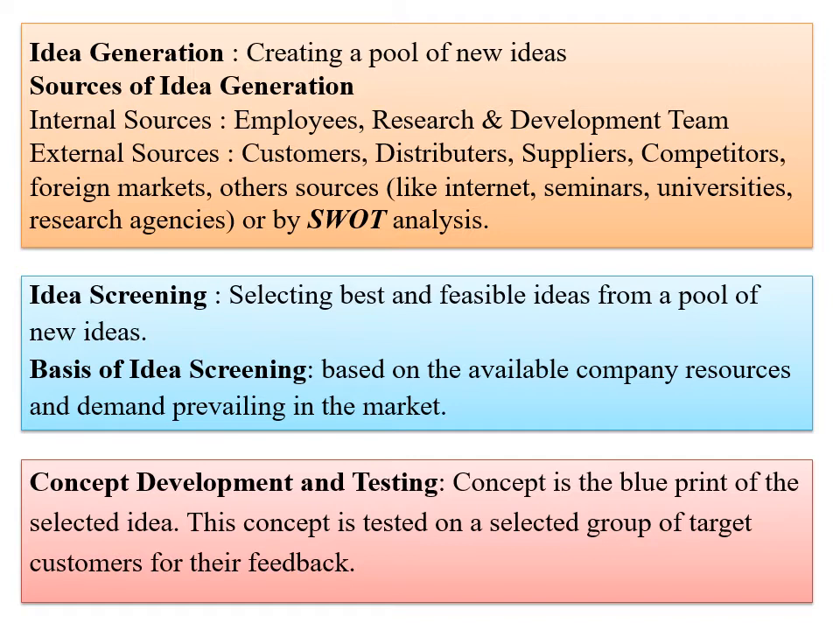Then comes the second stage, that is idea screening. At this stage, the best ideas from the pool of generated ideas are evaluated. This stage basically checks the feasibility of the idea based on the company's financial sources, manpower, and technology. The prevailing demand in the market also plays a very crucial role in screening of ideas. Depending upon the number of ideas, the screening process can involve different rounds to select the best idea.